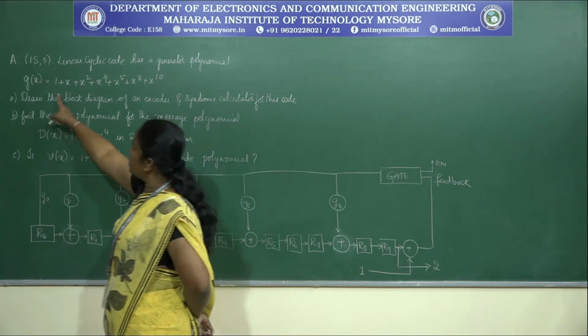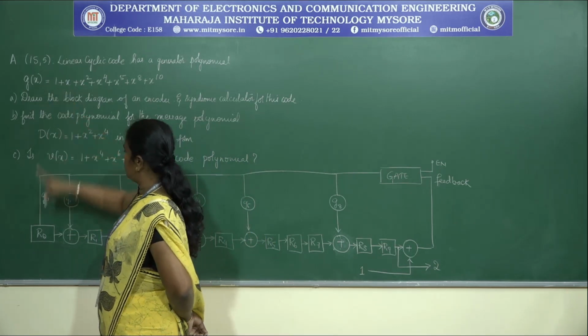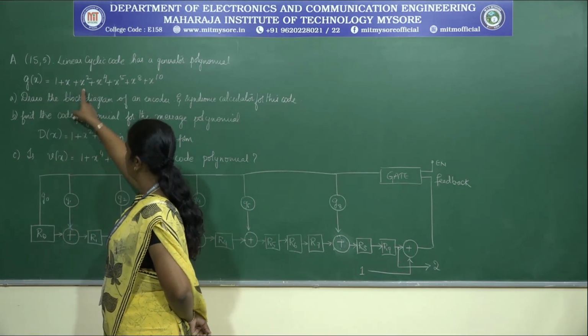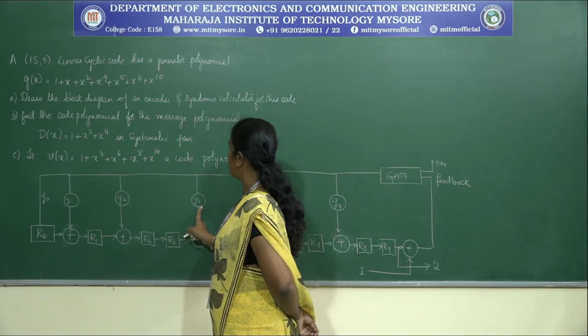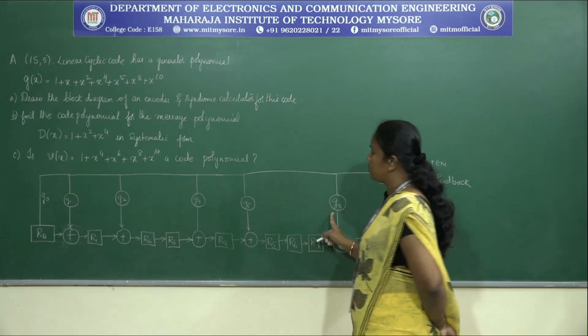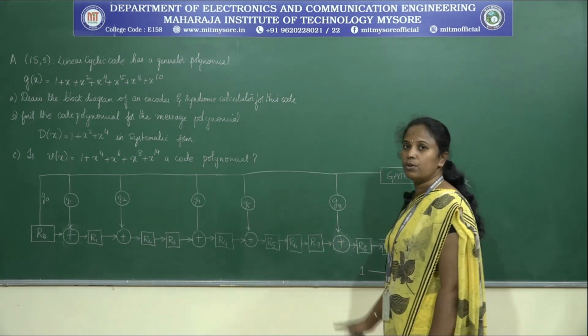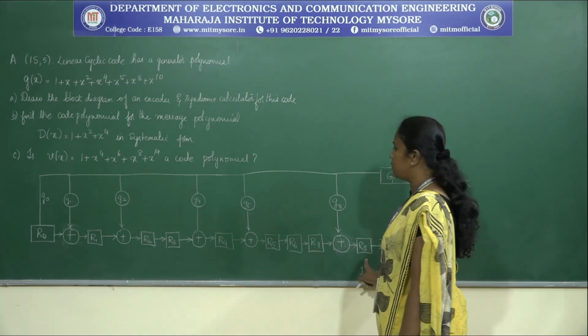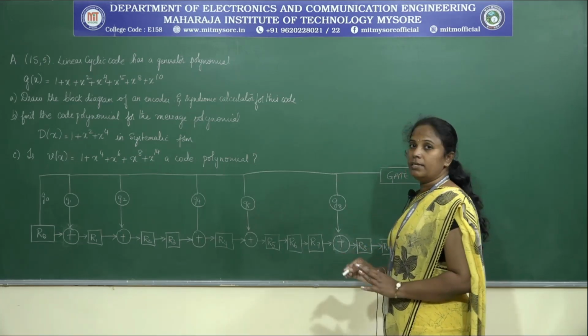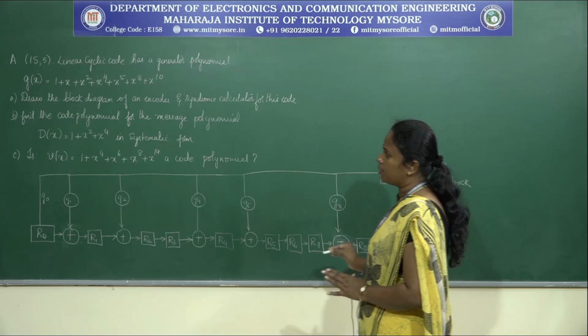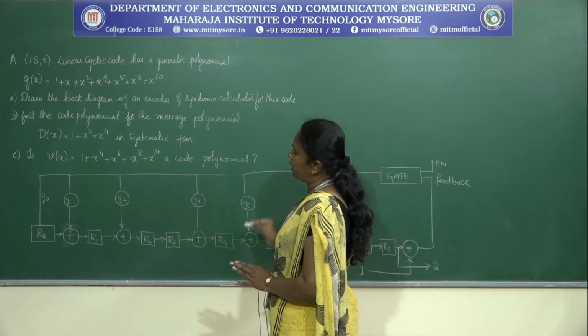So we have G0, G1, G2, then G3 is not there, so G4, G5 and G8. Since we need to represent only up to 9, we have considered 9 registers here. So this is the encoder circuit for the cyclic code.